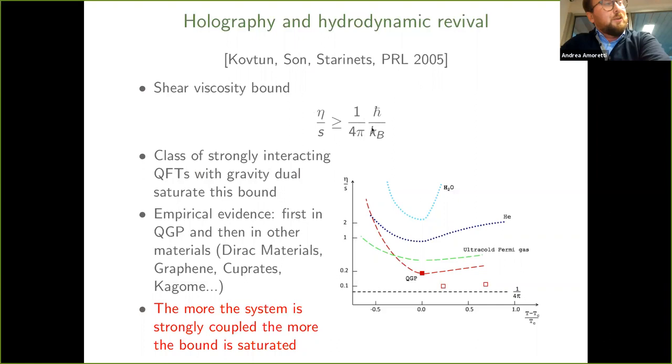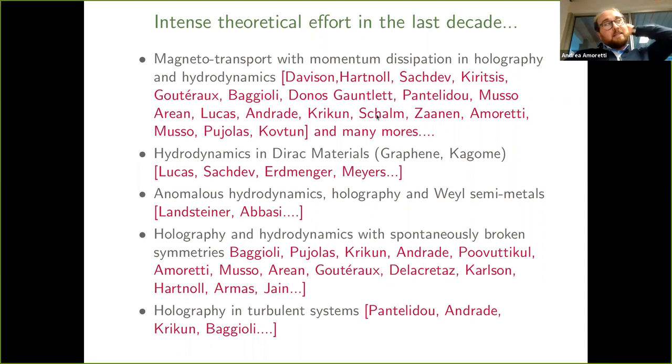And so the important thing was that this bound was discovered to be valid, or close to valid, in a real system like the quark-gluon plasma. And actually, it was lately discovered to be valid in other systems. The important point is that the more the system is strongly coupled, the more this bound is supposed to be valid. So if one finds a system in which η over s is close to saturating this bound, this is an indication that the system might be strongly coupled and that your electron system might be described by hydro in a proper way.